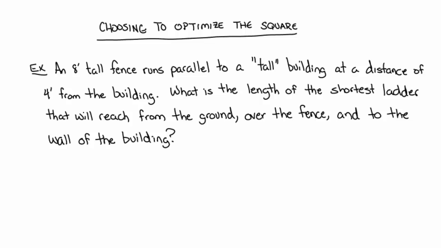So we have an 8-foot tall fence that runs parallel to a quote-unquote tall building. It just means a building that's sufficiently tall to where we don't have to worry about the actual height of the building. Okay, and that fence, which is 8 feet tall, runs at a distance of 4 feet from the building.